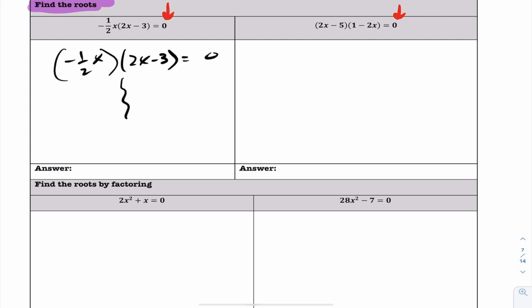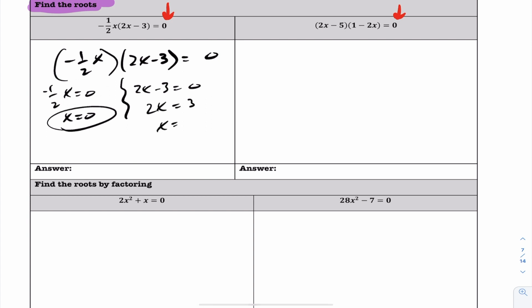Well, the only way this can be 0 is if either minus 1/2 x is 0 or 2x minus 3 is 0. Solving for x here, we multiply across by negative 2, let's say, and you end up getting x is 0. Alternatively, you could multiply across by 2 and then divide by negative 1. But anyways, when you solve this, you get x is 0. For this one, we add 3 to both sides and divide by 2, and you get 3/2. So the roots of this equation are 0 and 3/2.